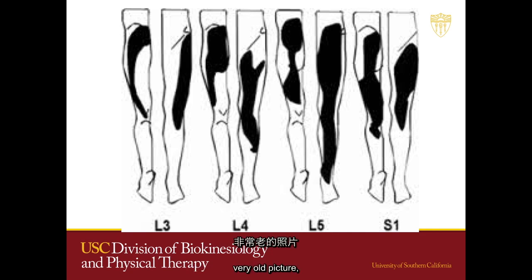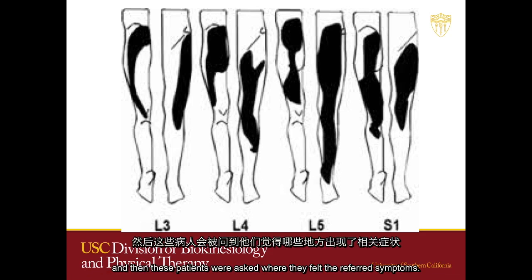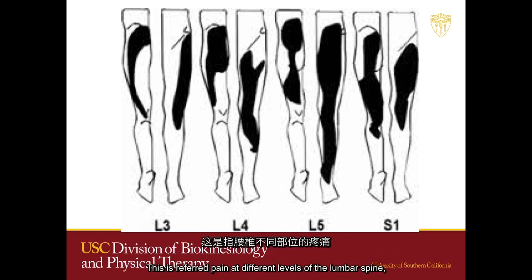This is a very, very old picture, probably 100 years old now. Maybe not quite that old, but it's showing people that unfortunately were injected with some sort of saline solution, like a saltwater solution, in certain discs that allowed the disc to irritate the outside tissue. Then these patients were asked where they felt the referred symptoms. And so you'll see here, this is referred pain at different levels of the lumbar spine, from L3 to S1.